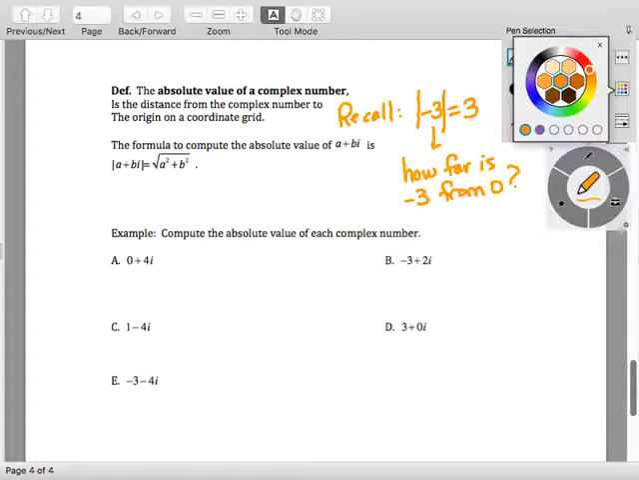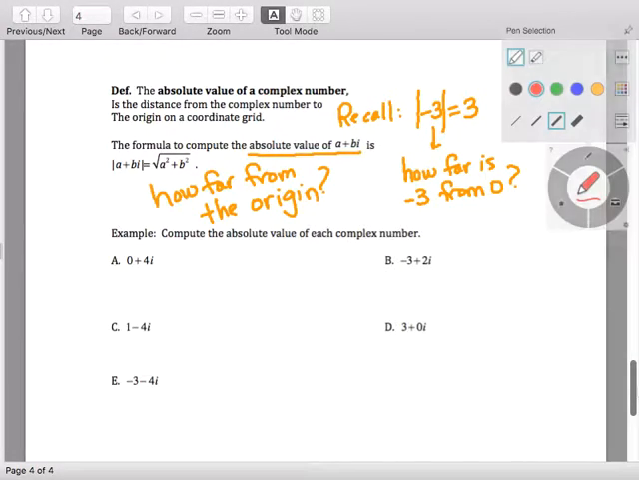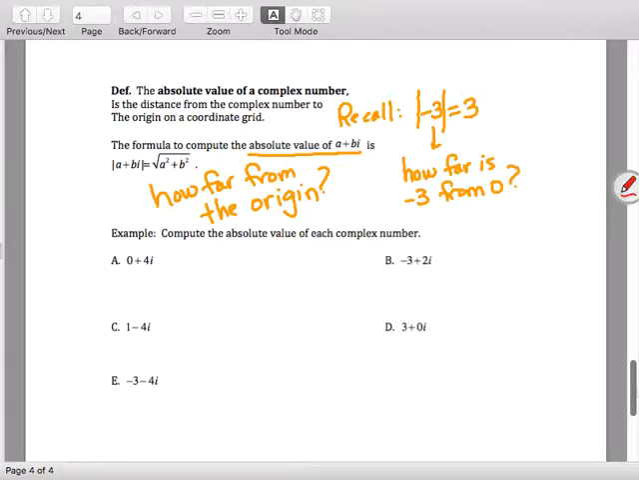So here's the deal. If I want to find the absolute value of A plus BI, now the question is, how far is it from the origin, from 0, 0? Because now I'm in 2 dimensions. So I want us to look at the graph that we just did, because all 5 of these are what we just did.